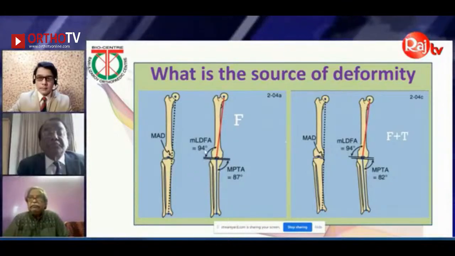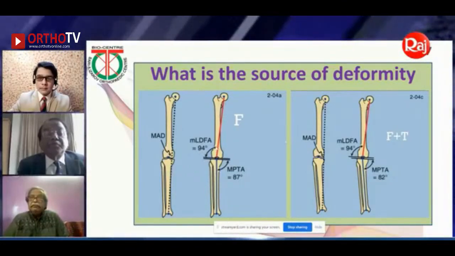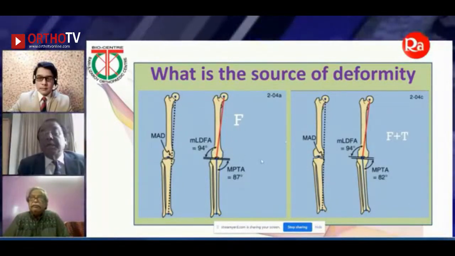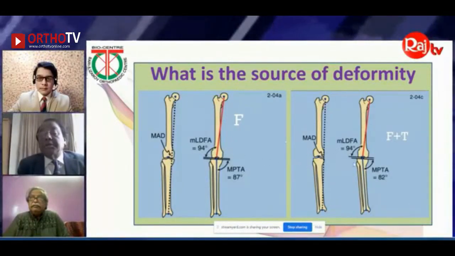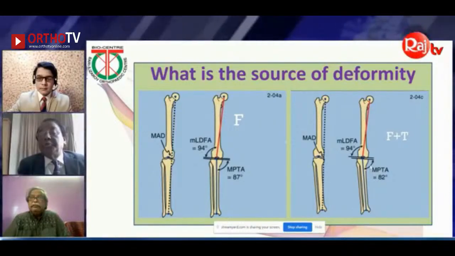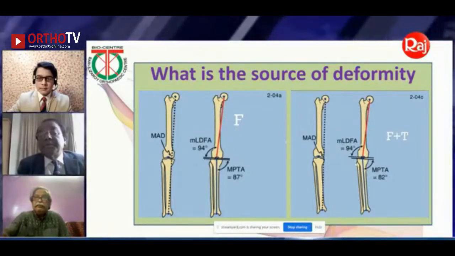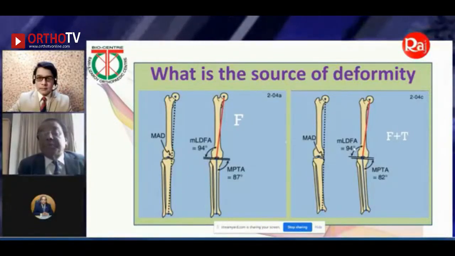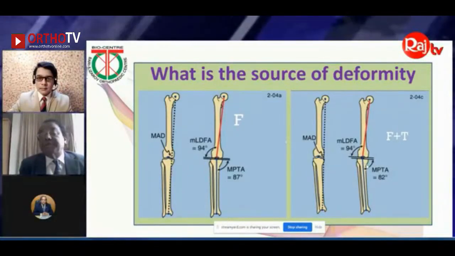It will be 87, but here is 94. That means deformity is here, from the lateral side of the distal femur. And here you can see MPTA 82. We know MPTA is 87. Here we are getting LDFA 94. That means deformity here and here, both sides.